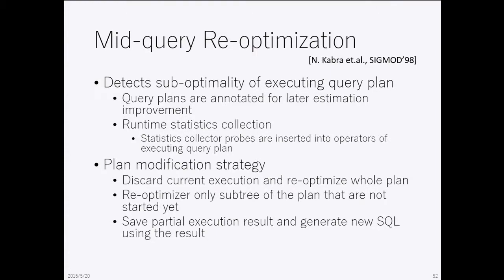So there are some plan modification strategies. The simplest one is just discarding the current result and starting a new execution. Another smart strategy is modifying the subtree of the query plan which is not started yet, or saving the partial execution result and generating a new SQL statement that uses the partial execution result.